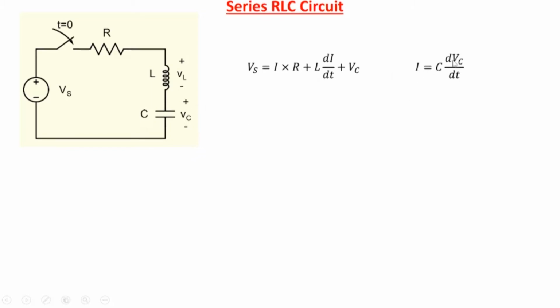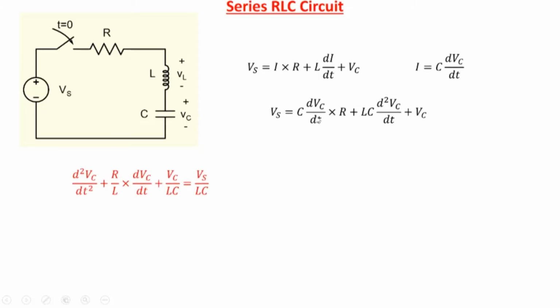So we write I equal to C dVc by dt, that's the current flowing here, and we substitute this I equal to C dVc by dt in this particular equation. So we get this one here. We can already see a first derivative here, a second derivative here, and then a simple term in Vc, and that's the applied voltage here. We can rewrite this expression in this form: the second derivative is put here, d squared Vc by dt squared plus R/L dVc by dt plus Vc/LC equals Vs/LC. So you have a second order differential equation, and that's why we call it a second order system.